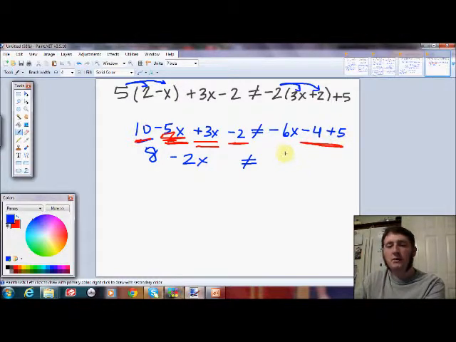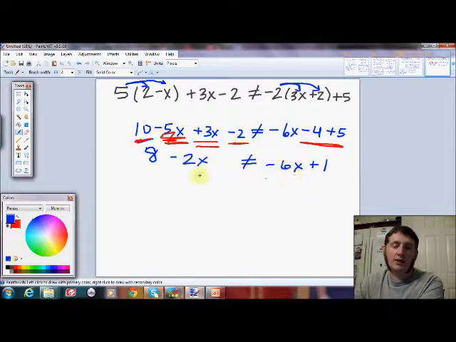Negative 4 plus 5 would be 1, so negative 6x plus 1. I like to keep my variables positive. I need to get them together. I'm going to add 6x on both sides. And we'll see if I can't do that without showing you the bookkeeping. I'm going to start breaking you with the bookkeeping on that. So we add 6x on both sides.